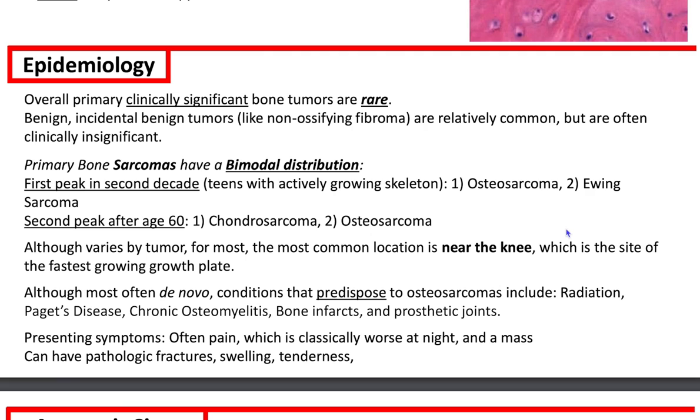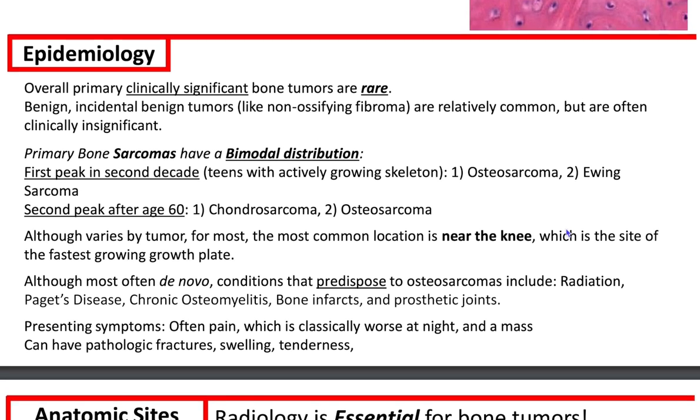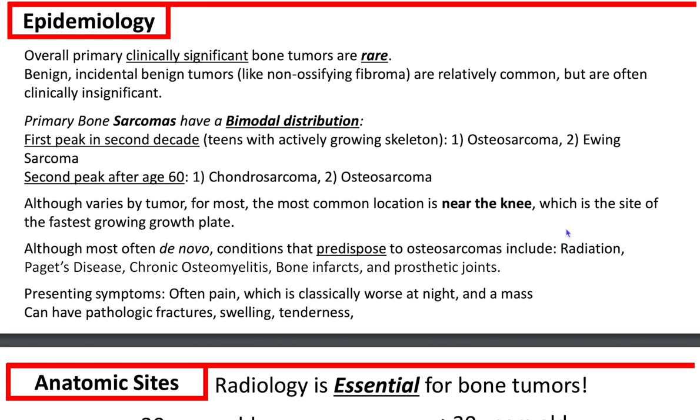Epidemiology: the primary clinically significant bone tumors are rare. However, the clinically insignificant benign tumors like non-ossifying fibromas are relatively common. Primary bone sarcomas have a bimodal distribution. The first peak is in the second decade because these are teens that are actively growing, and you can get osteosarcoma or Ewing sarcoma, and then after age 60 you can get chondrosarcoma and osteosarcoma. Although the tumors vary in location, the most common location is near the knee. And why is that? Because it has the fastest growing growth plate.